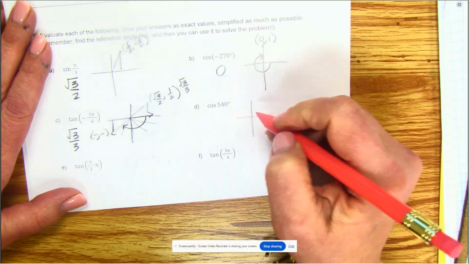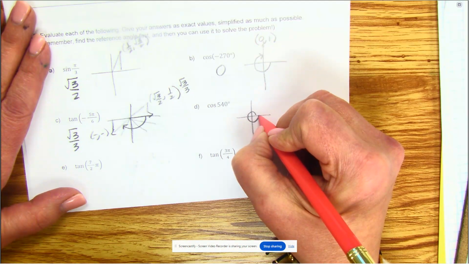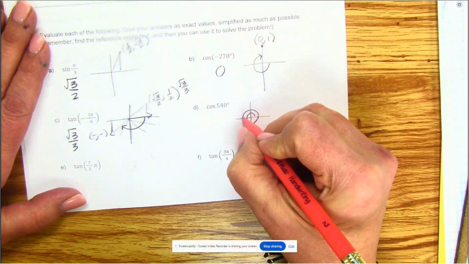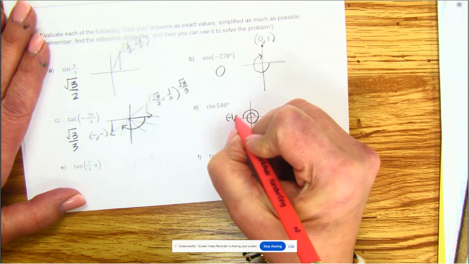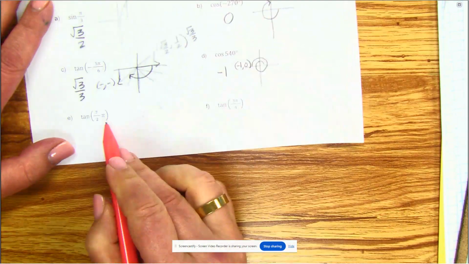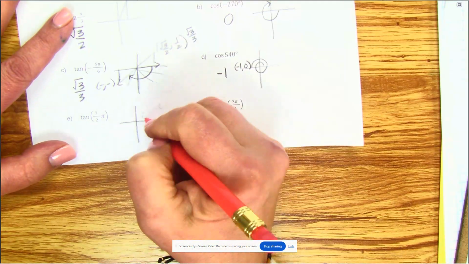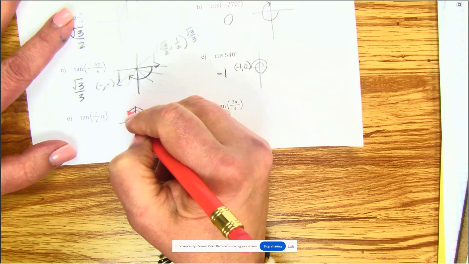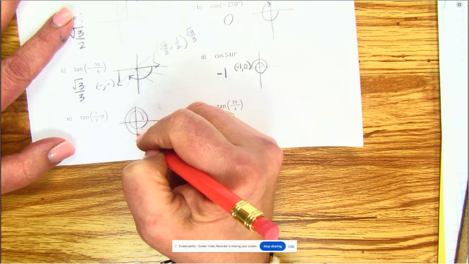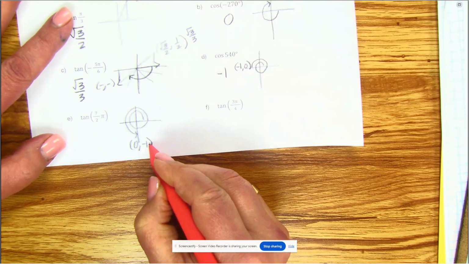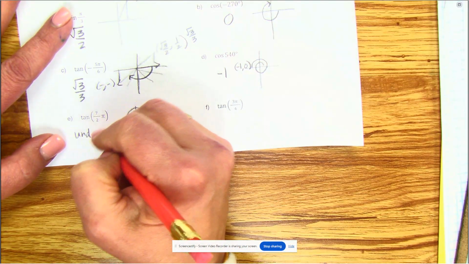Cosine of 540. 540 is 360. Is it 180 more? Yep. So then you're here. The point here is negative 1, 0. And cosine is the x, negative 1. 7 halves. Every 90 is a half. 1 half, 2 halves, 3 halves, 4 halves, 5 halves, 6 halves, 7 halves. And here, the point here is 0, negative 1. Tangent is y divided by x. This is undefined at the point.